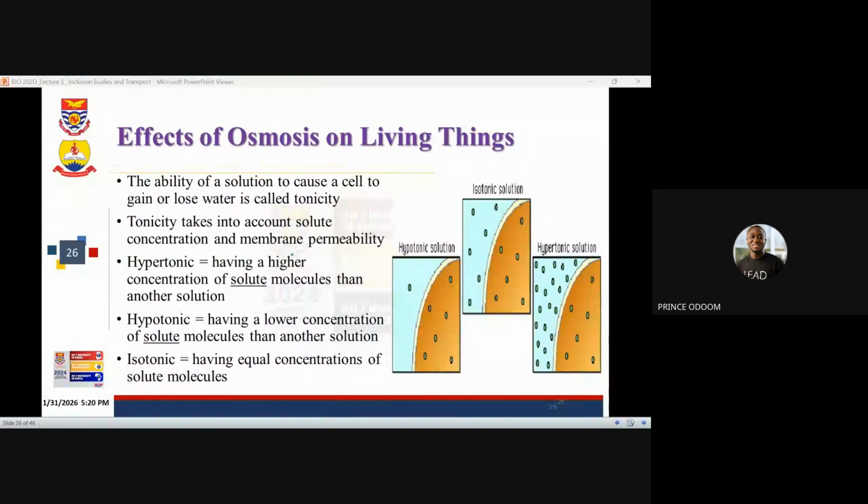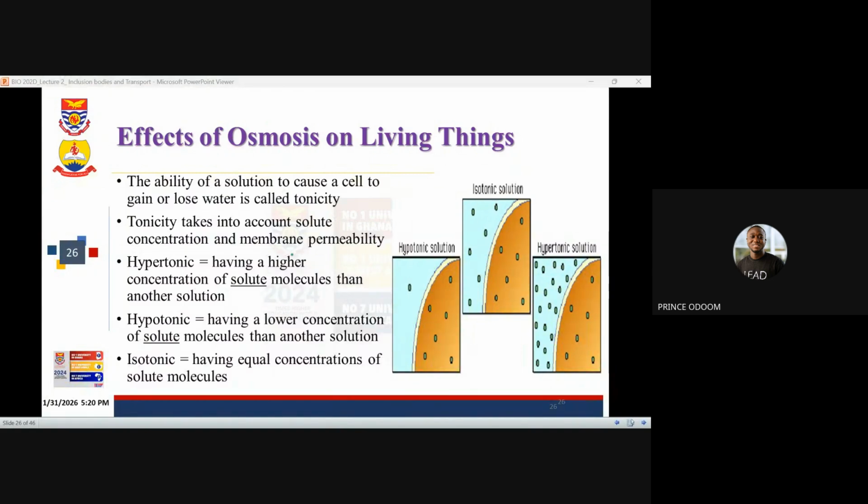So the ability of a solution to cause a cell to gain or lose water is known as tonicity. So tonicity has to do with the ability of a solution to cause a cell to either gain or lose water. Tonicity, I try as much as possible to explain with comparison. You can never arrive at a conclusion unless you compare two things.